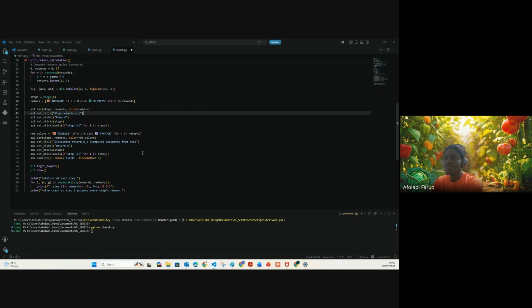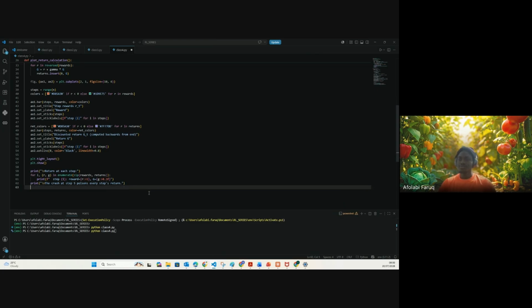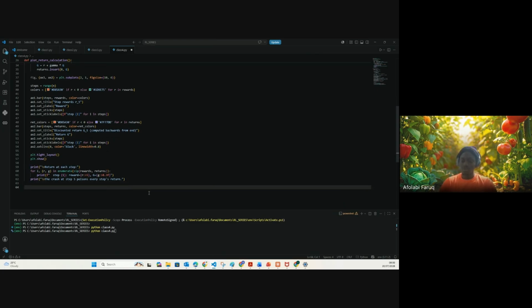okay, so this plotting is from the end. So these are discounted rewards from the end. Why this one is plotting it per time step, this plot is calculating the rewards backwards, while this is just per time step. So we'll see what each of them is going to give us. So we call this function, print it. So we call this plots return calculation.